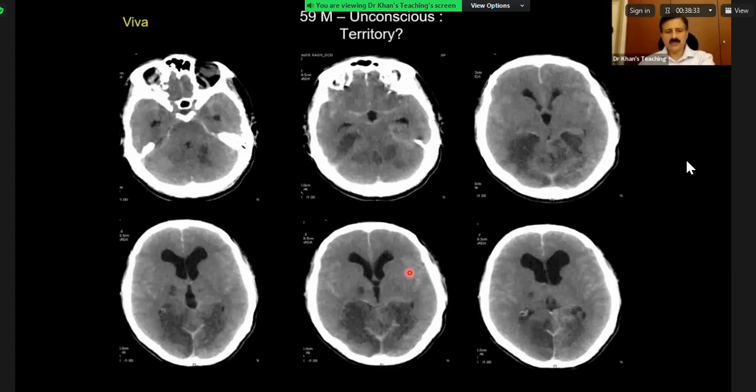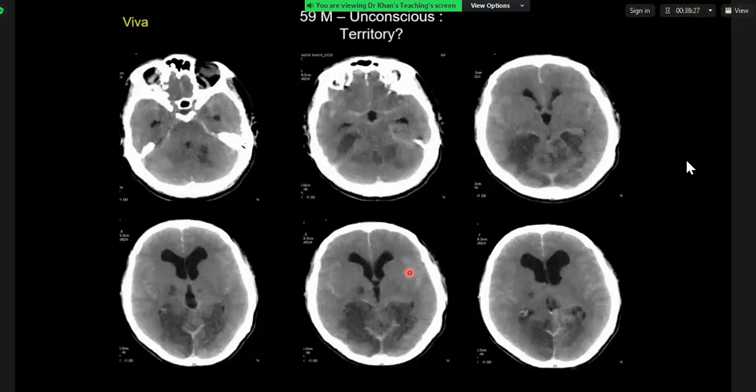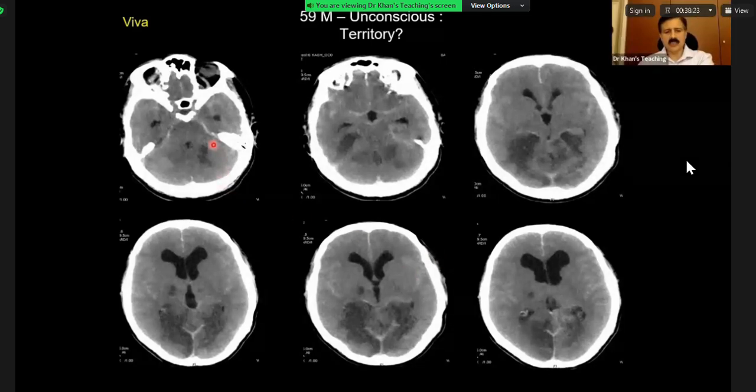Which territory? It's bilateral. Could it be vascular? Excellent. So it has to be basilar, posterior circulation. And here is my point. Look at this thalamus, and part of it is involved. The thalamus has a variable supply, but remember that it will usually be a dual supply.